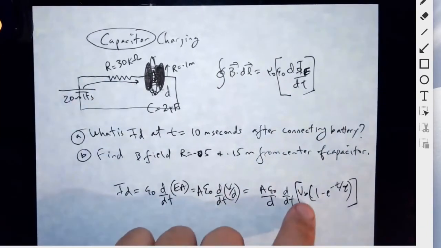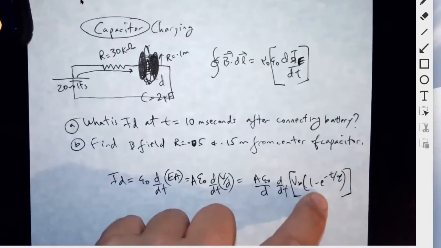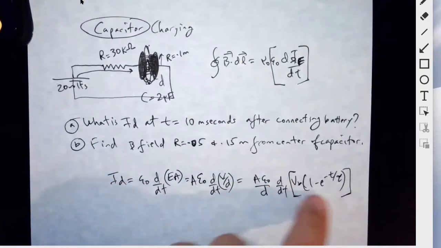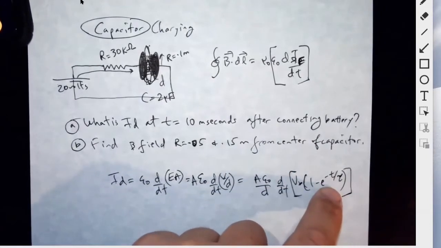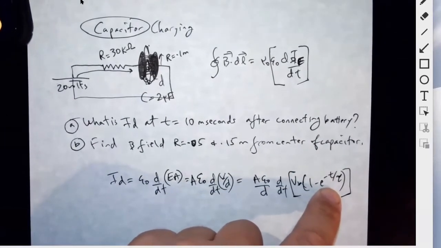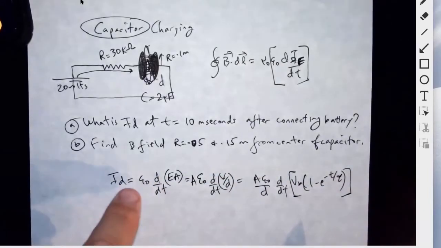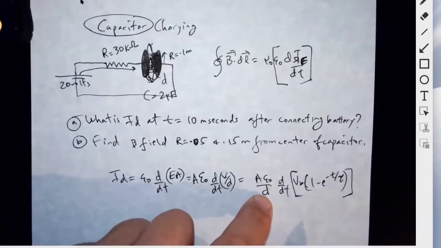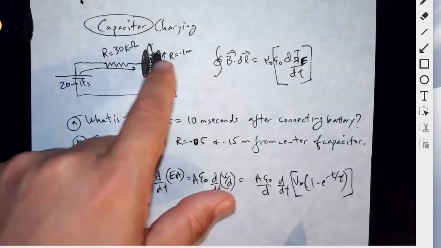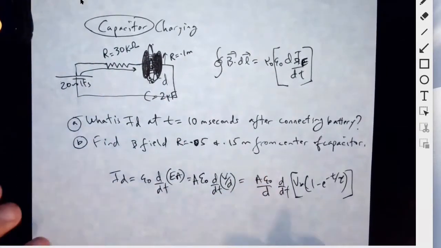Right, so that's the voltage across a capacitor in a charging RC circuit. Then we take the derivative of that. Okay, so now that gives you the displacement current. A0 over D actually happens to be the capacitance of the capacitor, which is given, right? So then I'm going to just replace this by C.